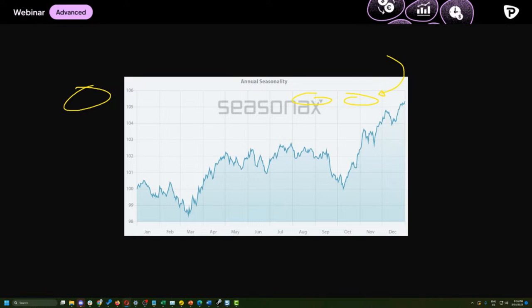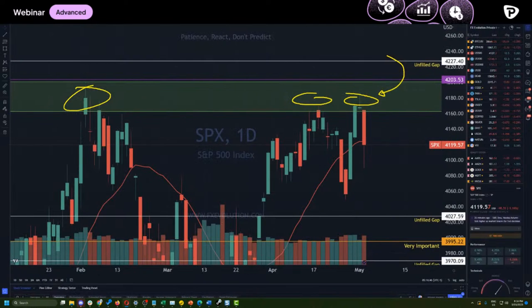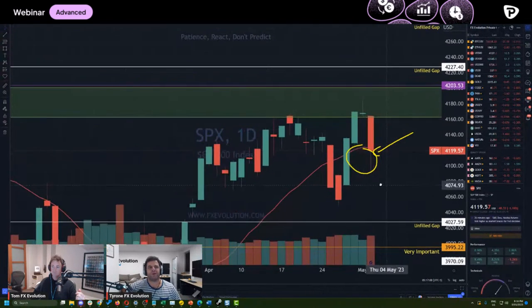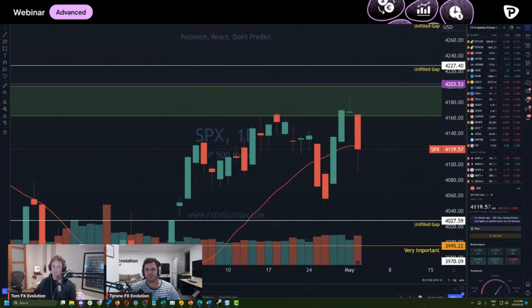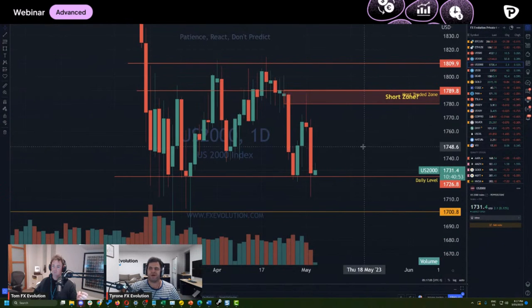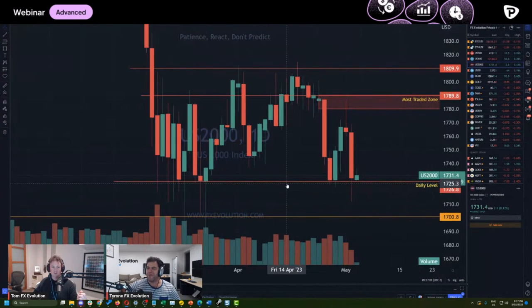What I don't like about that candle is that it's got such a big wick on the last candle. If that was a red candle all the way to the bottom, I would be extraordinarily excited about that. But could we bring up an example on the US 2000, actually? I think it's a little more clear cut. Obviously, one of the very important indices around the world as well.